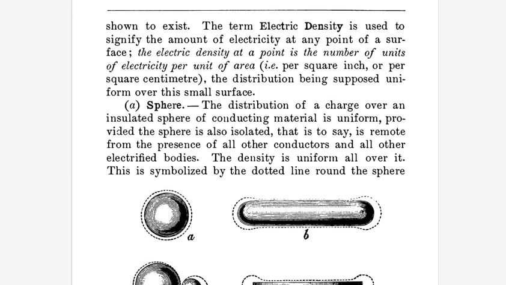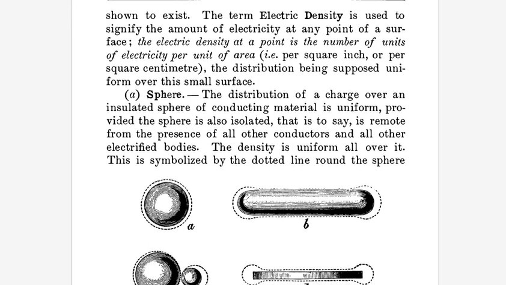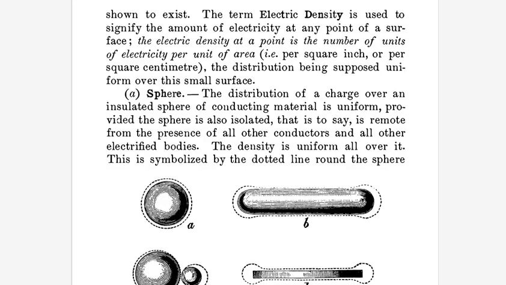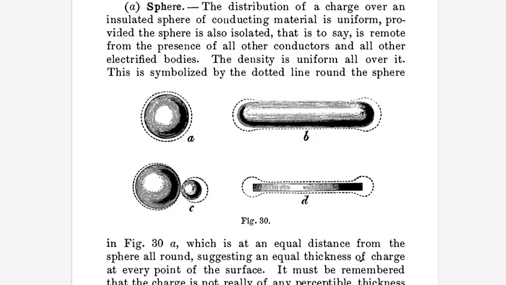The term electric density is used to signify the amount of electricity at any point of a surface. The electric density at a point is the number of units of electricity per unit of area, that is per square inch, or per square centimeter, the distribution being supposed uniform over this small surface.